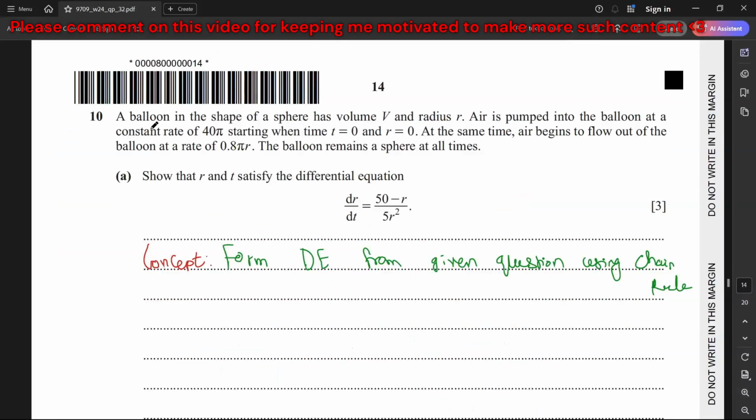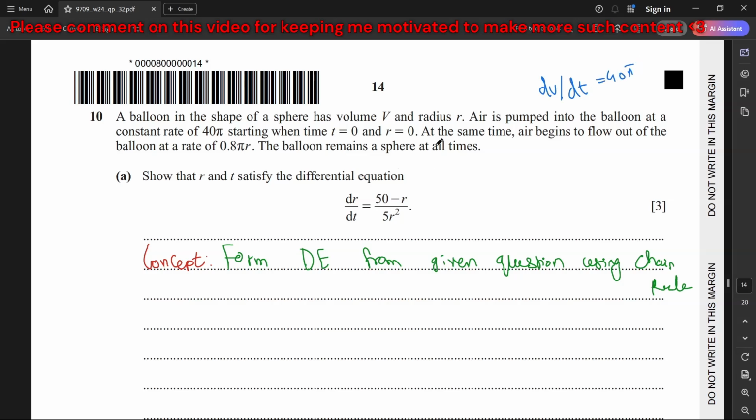And now for question 10, it is given that a balloon in the shape of a sphere has a volume V and radius R. Now air is pumped into the balloon at a constant rate of 40 pi. So dV dt is given to us over here. That 40 pi starts when t is 0 and r is equal to 0. These are the initial conditions given to us, and dV dt is equal to 40 pi.